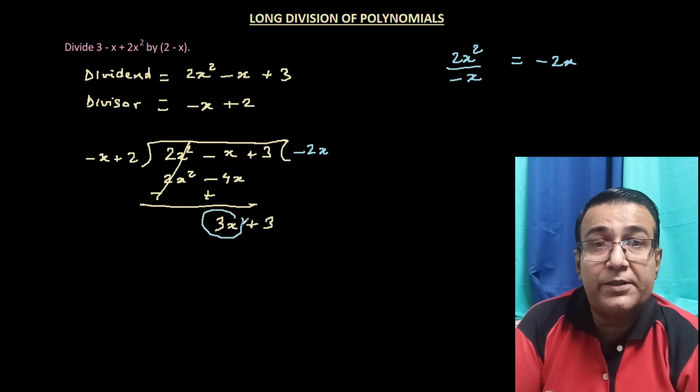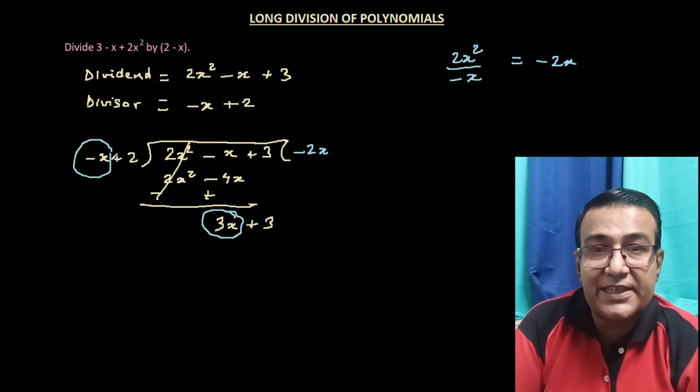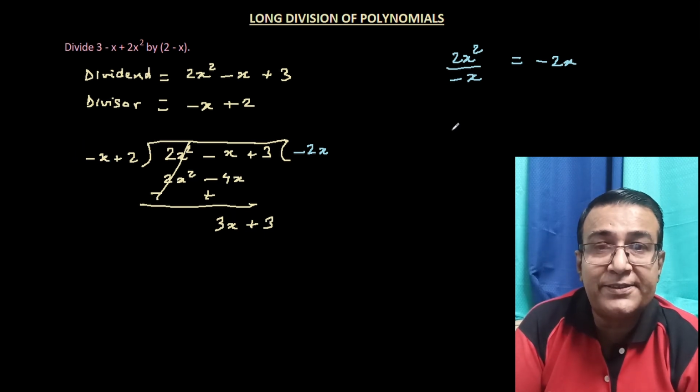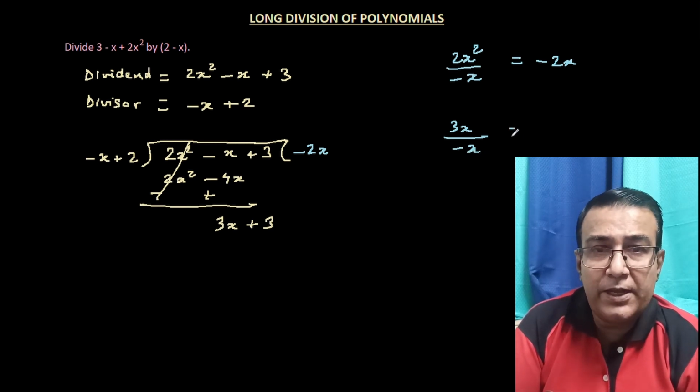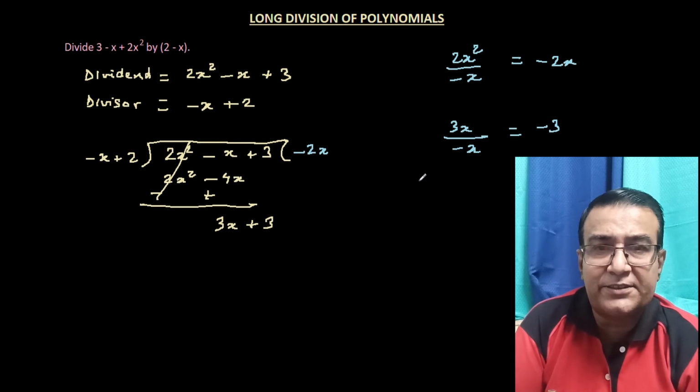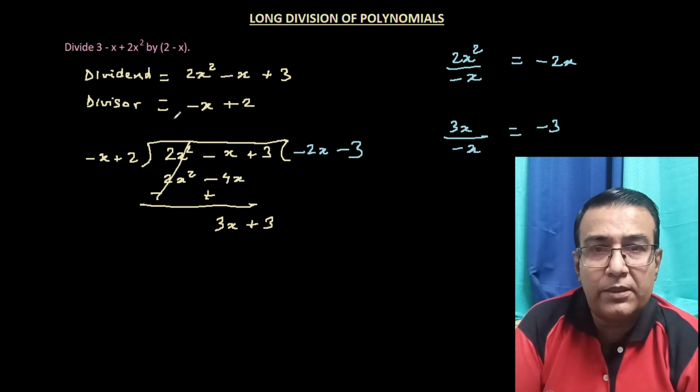So again we look at the first term of the dividend, which in this case is 3x. We look at the first term of the divisor, which is minus x. Divide 3x by minus x, and you get 3 divided by minus 1 as minus 3, and x is cancelled out, so it's just minus 3. So we write minus 3 in the quotient.